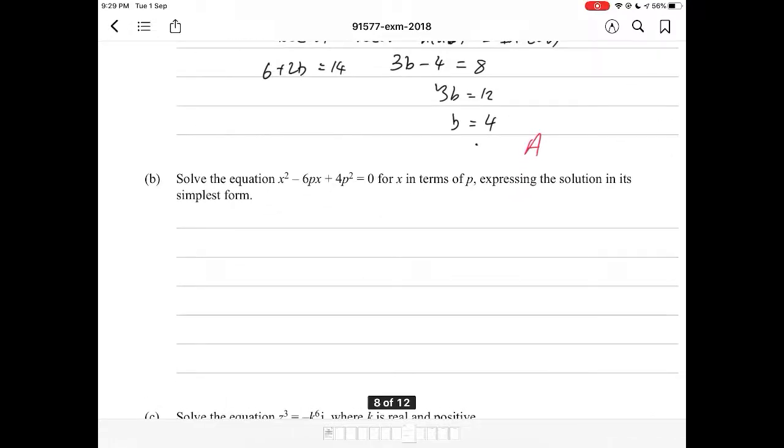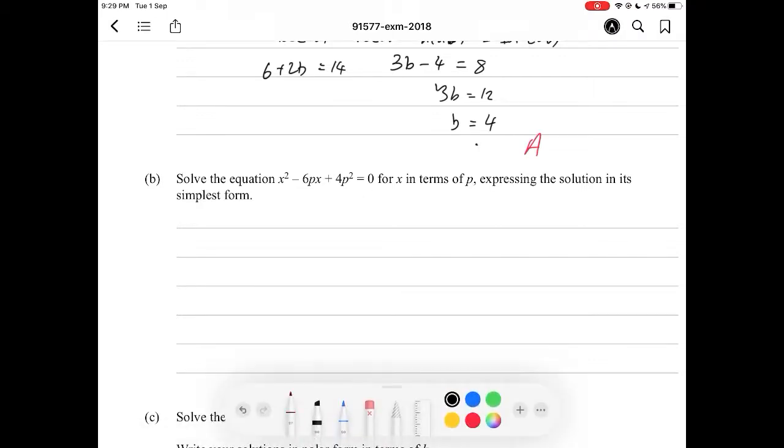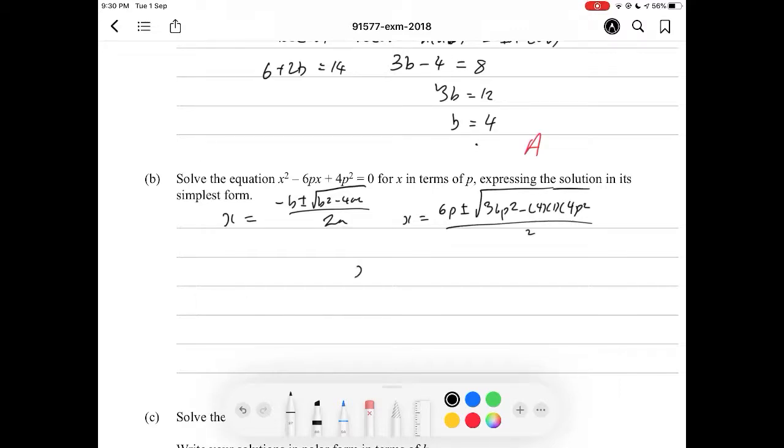Question 2, question B. Solve the equation x squared minus 6px plus 4p squared equals 0 for x in terms of p, expressing the solution in its simplest form. So we're going to solve the equation. So that's your x equals negative b plus or minus square root of b squared minus 4ac, over 2a. So x equals 6p plus or minus the square root of 36p squared minus 4 times 1 times 4p squared, all divided by 2.